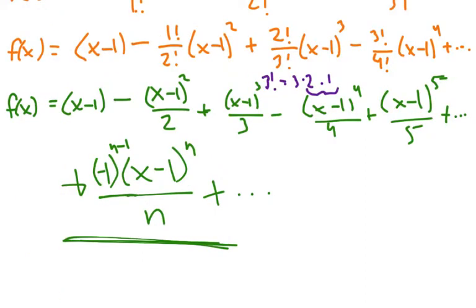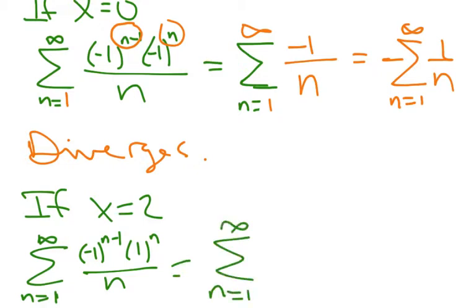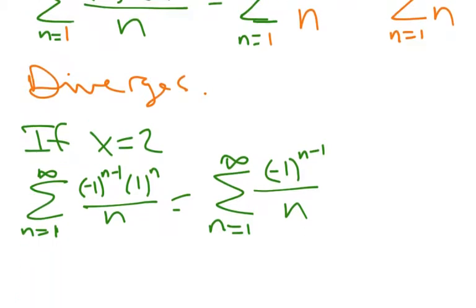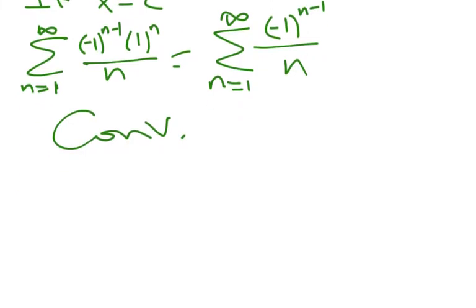If I plug in 2 here, I still get the negative 1 to the n minus 1, and then I get a positive 1 to the n over n. That always works out to be just negative 1 to the n minus 1 over n, because 1 to the n is 1. And so this is the alternating harmonic series, and we know that this converges. We already proved that a while back. We used the alternating series test to prove that. And so we are going to include 2 in our interval of convergence.